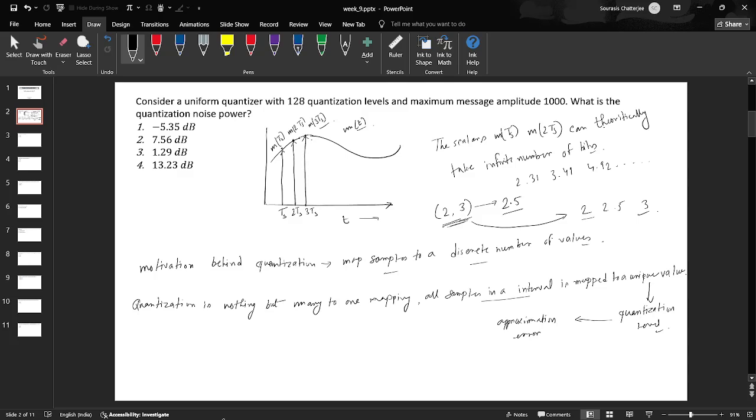Now the main goal is how to keep this approximation error in check or in control. So how to do that? For that we have to quantify the approximation error we are talking about. So how to do that? Let's start from the quantizer we mentioned, the uniform quantizer.